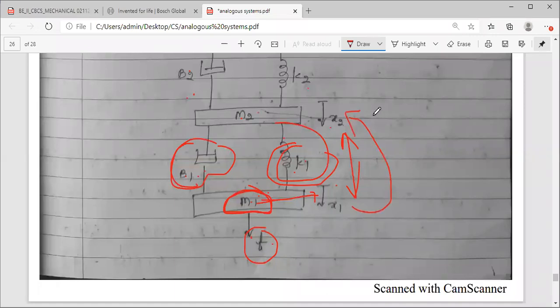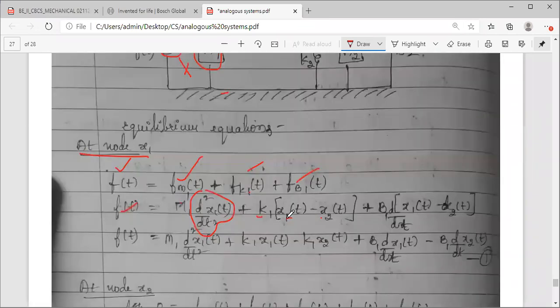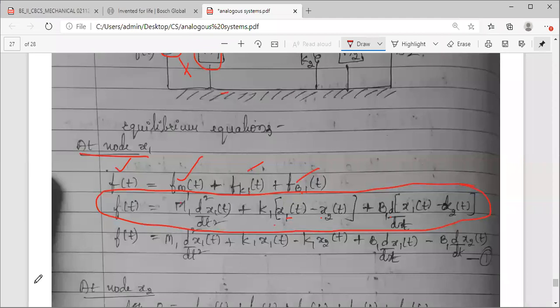If you analyze for m2, it will become x2 minus x1. K into x1 minus x2, and for B it is B1 d by dt of x1 minus x2. Further, no need to expand, but if it's possible you write it, or else this is okay. No need to increase these steps. So you can refer to this equation itself in order to write the next equivalent analogies.